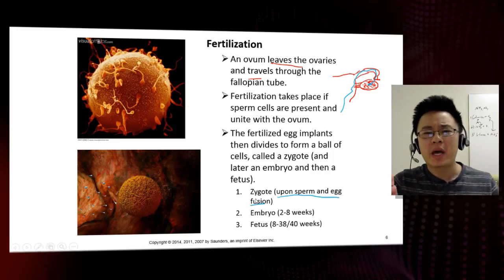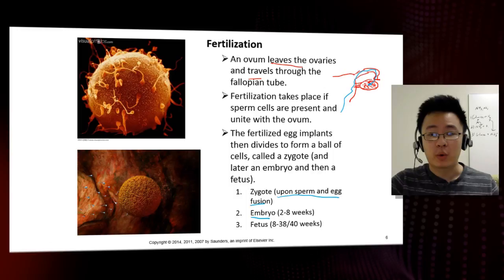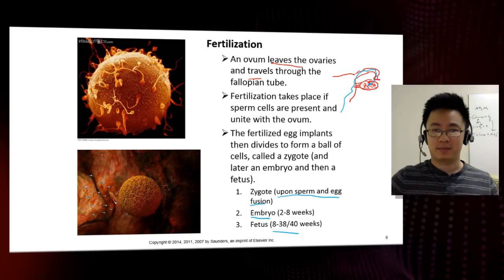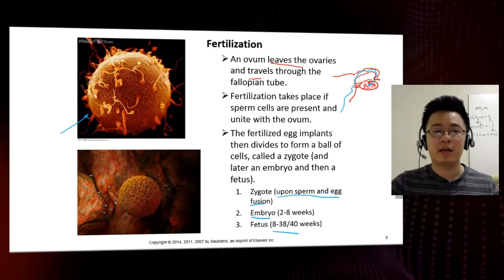And then between 2 to 8 weeks, that's called an embryo. And then between 8 and 38 to 40 weeks, or up until the baby is born, will be known as the fetus. And we have here some images of sperm cells trying to fertilize that egg cell. Obviously, in this image, the egg cell has already been fertilized, and all those poor sperm cells just didn't make the cut. Okay.